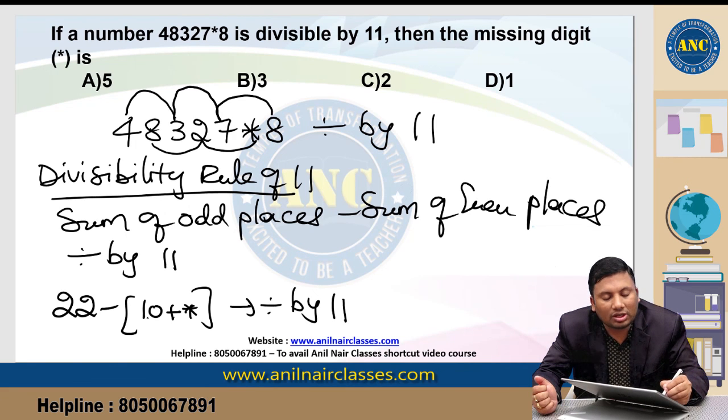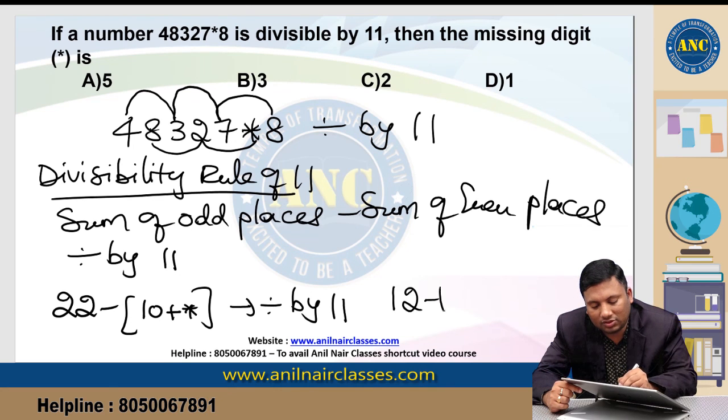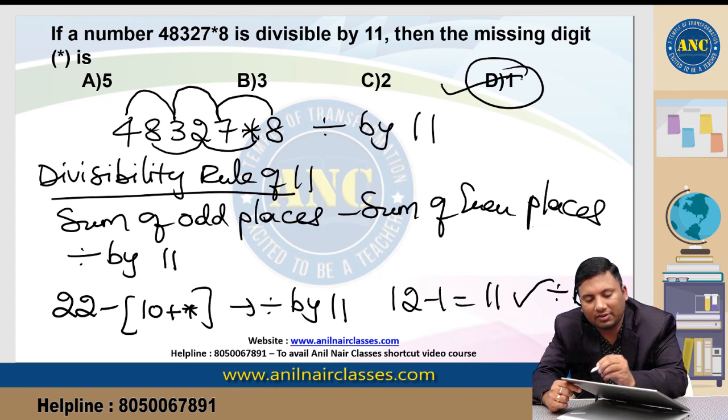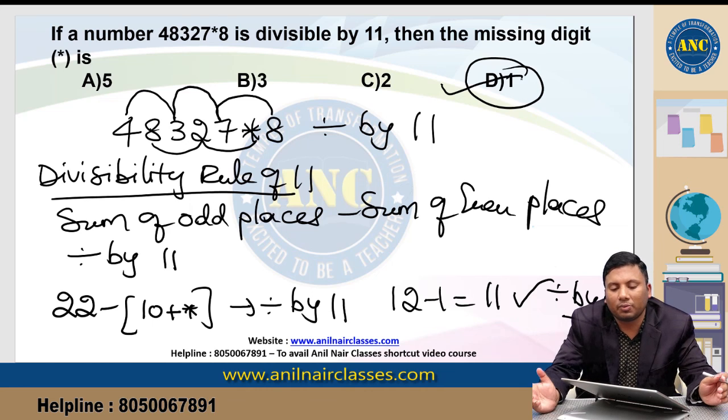22 minus 10, it is 12. 12 minus 1 is 11. 11 is divisible by 11. So the answer for this question is 1. I hope it is clear.